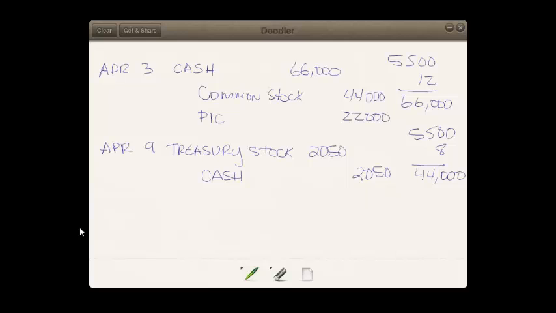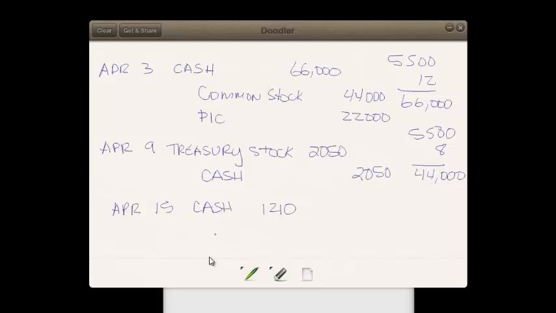Okay, now on April 15th, we reissued 110 shares of treasury stock at $11 per share. So we took 110 of those shares that we previously reacquired and we resold them. Okay, so this is April 15th. So what are we going to get when we resell them? Well, cash. And what are we reselling them for? $11. So 110 shares times 11 is $1,210. So that's how much cash we're receiving. So we debit cash.